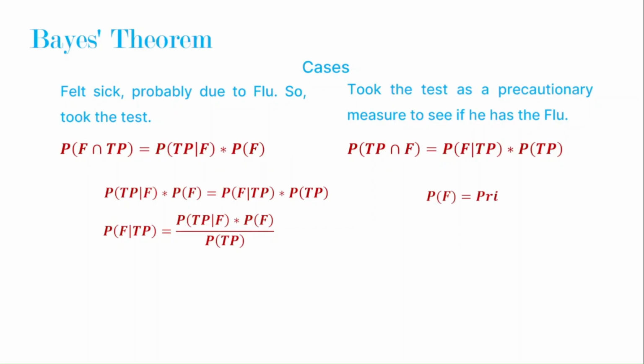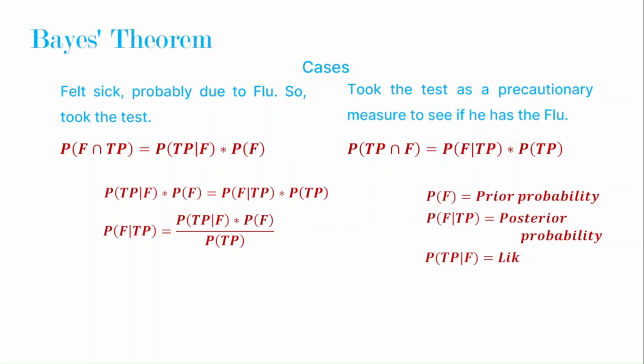Here, P(F) is called the prior probability before new information is collected, or in this case before the test is conducted. Probability of flu given tested positive is known as the posterior probability. This posterior probability refers to the updated probability based on the new information. That is, after the test results came.